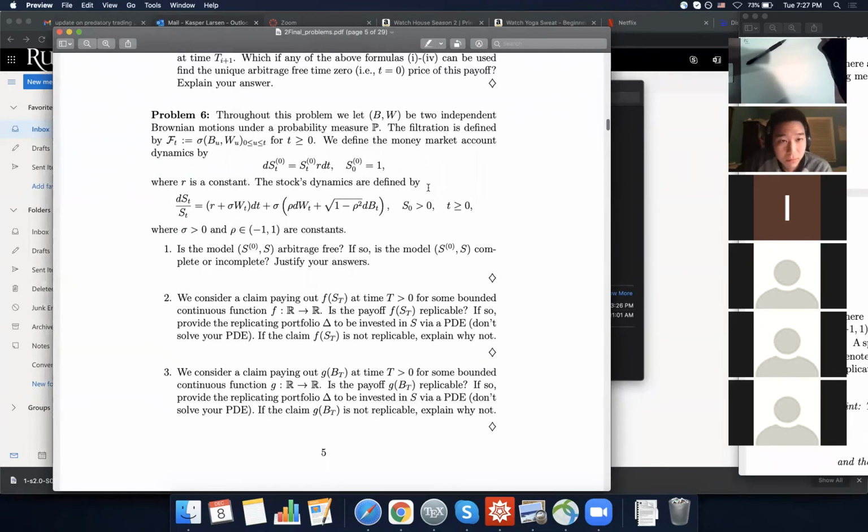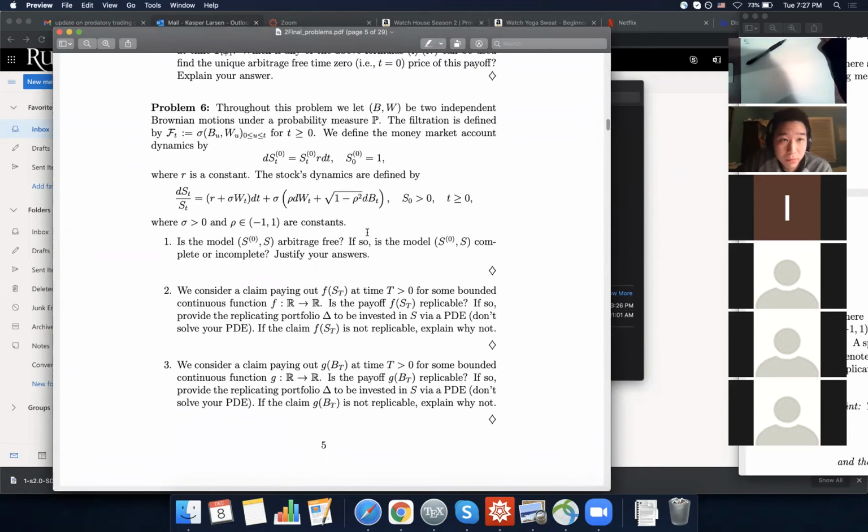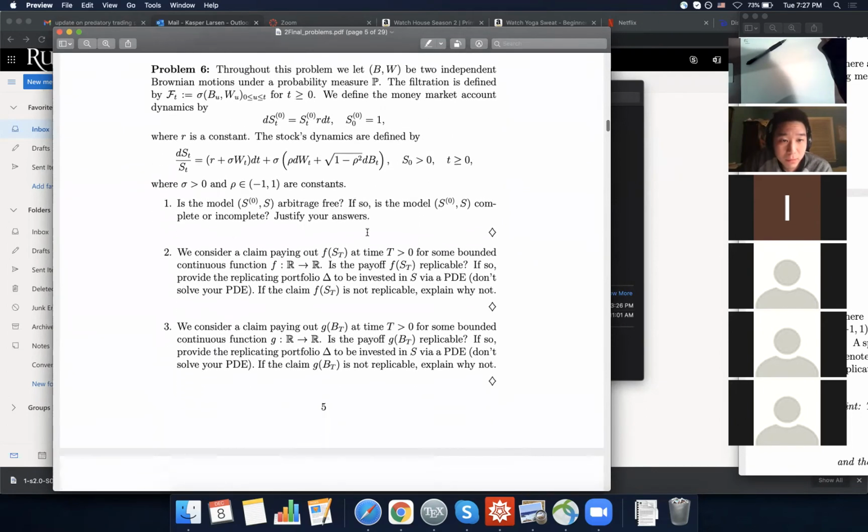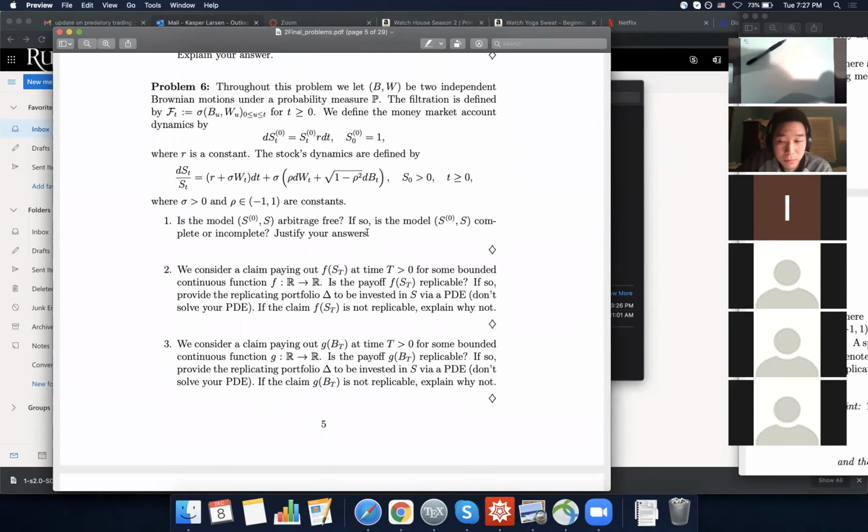So again, always keep an eye on filtration. Here we have a B and a W. The filtration is generated by the B and the W. There are two traded securities, the money market account and the stock. And you see that the stock price looks a lot like what we're used to. So the first question is, is the model arbitrage free? Then there's this word complete. We haven't talked about that.